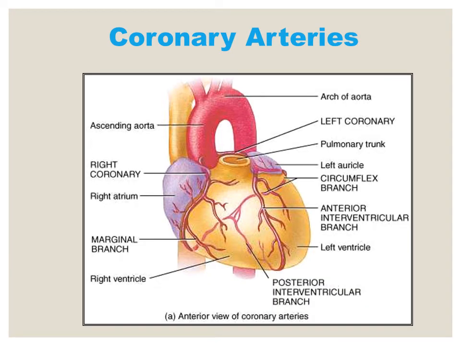This is another photograph demonstrating the blood supply of the heart, the right coronary arteries and the left coronary arteries with their corresponding branches, the marginal branch of the right coronary artery and the anterior interventricular branch and the posterior interventricular branch of the left anterior descending artery.